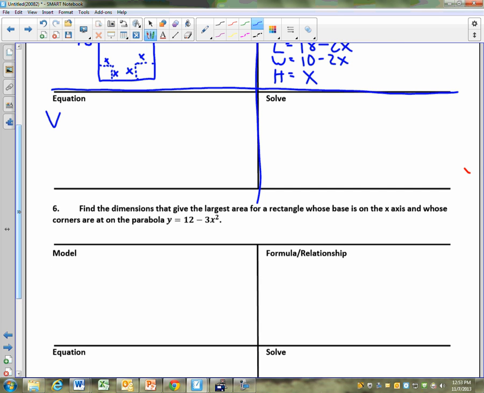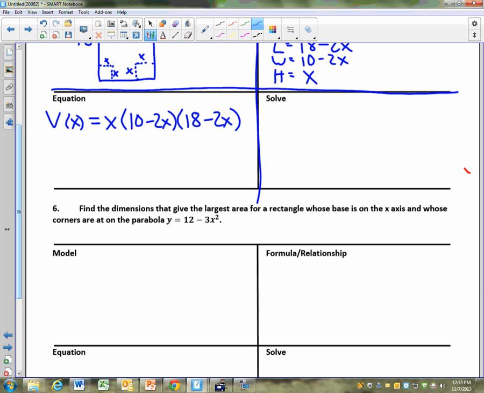Volume in terms of x equals, what's my height? x times my width, 10 minus 2x, times my length, 18 minus 2x. And that's where we pause. What degree is that equation going to be? First degree, second degree, third degree, fourth degree? Third degree, right? You multiply all this out, you're going to get x to the third.